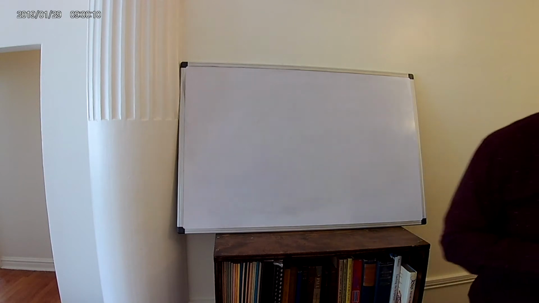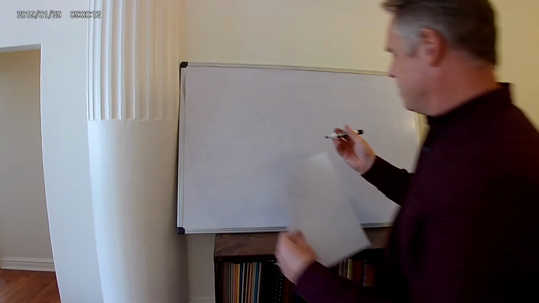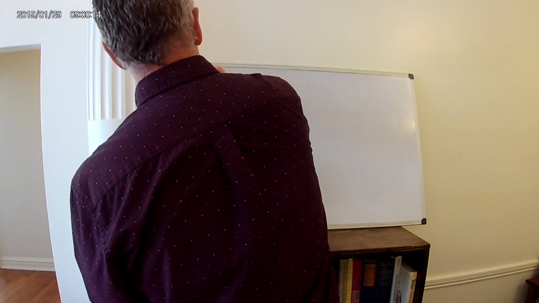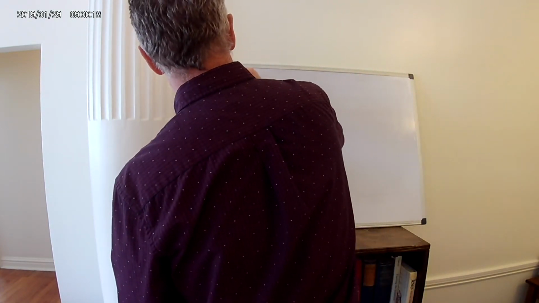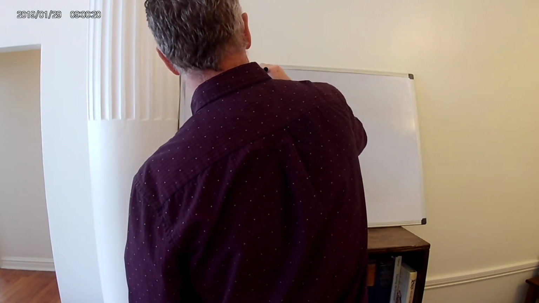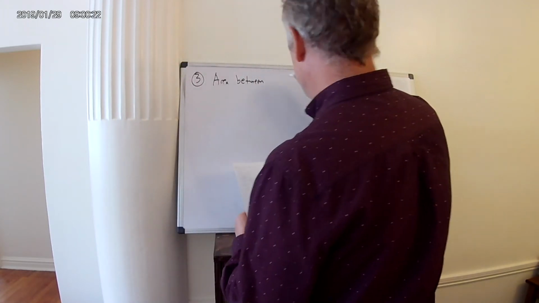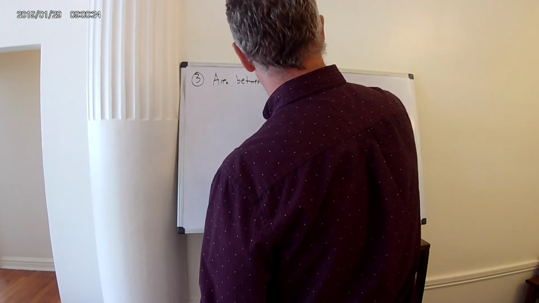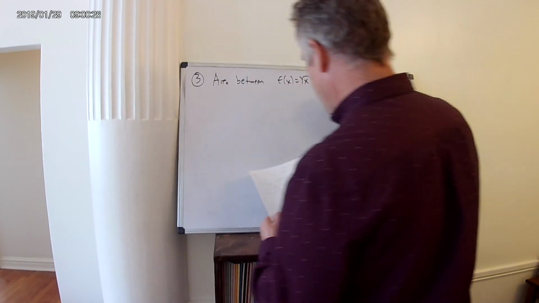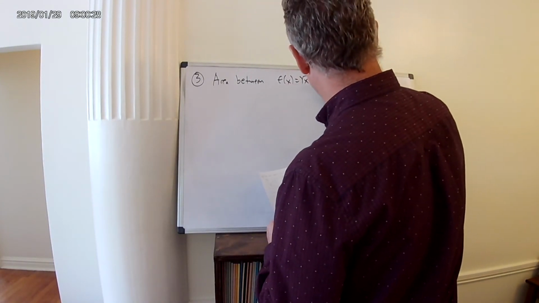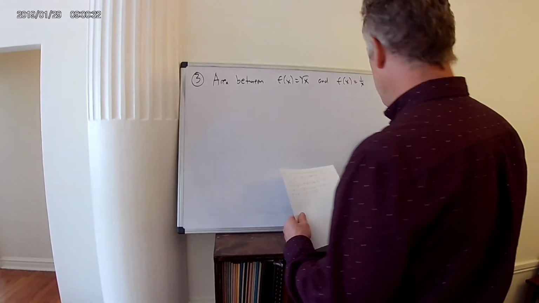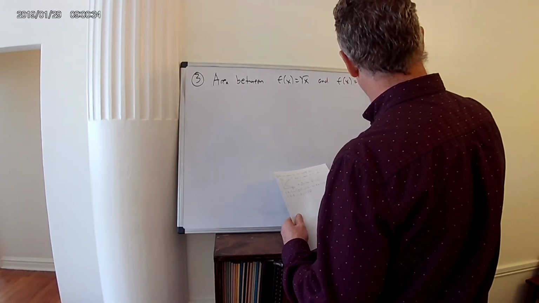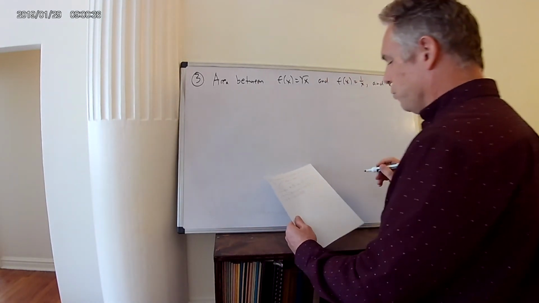Okay, in our third example, we're interested in calculating the area between the 2 curves. Here's our friend square root of x again, and f of x equals 1 over x, and the line x equals 4.